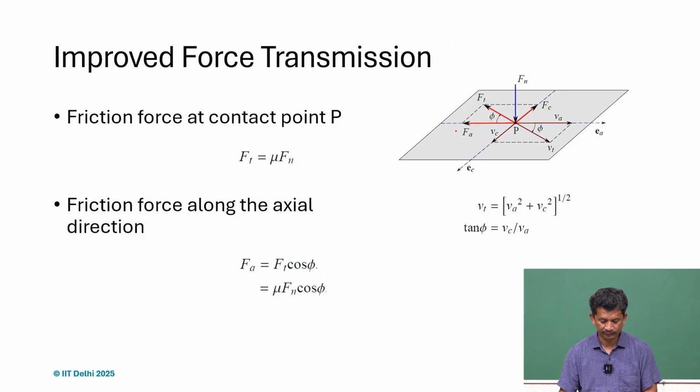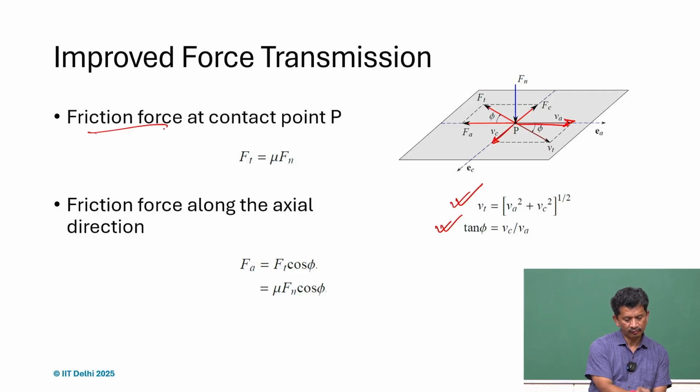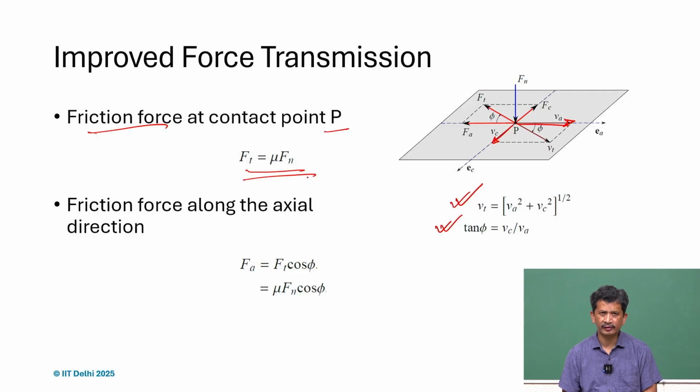So moving on, this is the tangential velocity, and tan phi is Vc by Va. Vc is the circumferential velocity, the slip velocity because of the rotation, and Va is the axial velocity. If we try to write the friction components and the values at point P, Ft is still the same, the friction force mu Fn. The only thing is that the direction has changed, so it's opposite to your Vt.